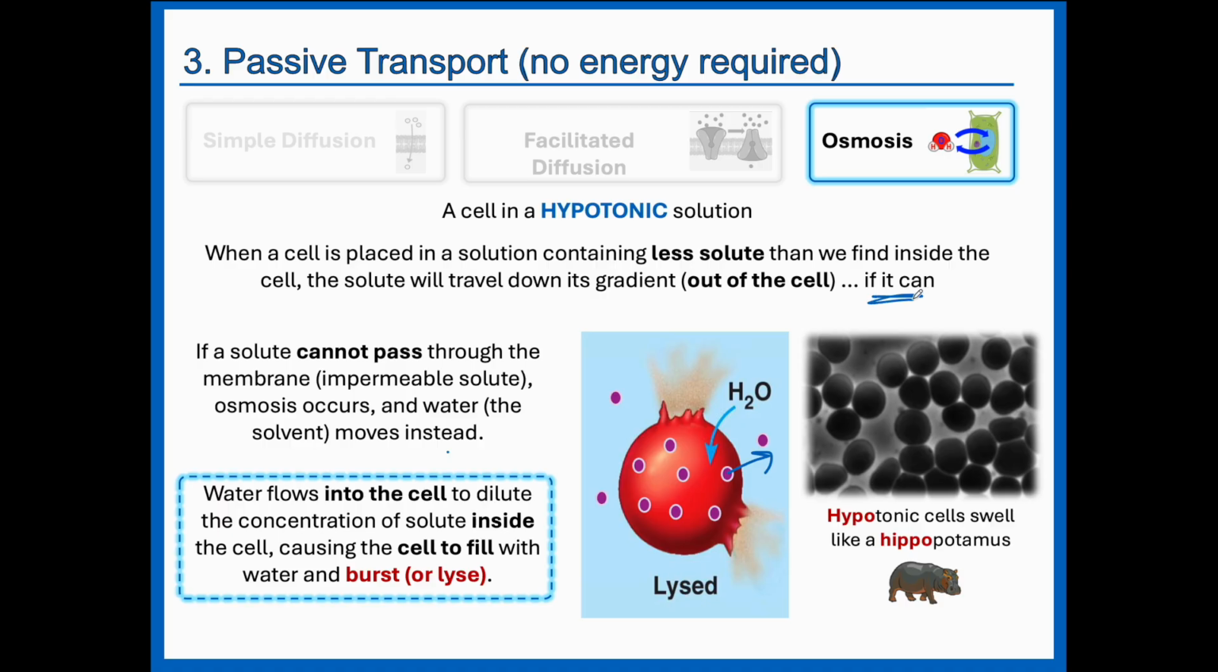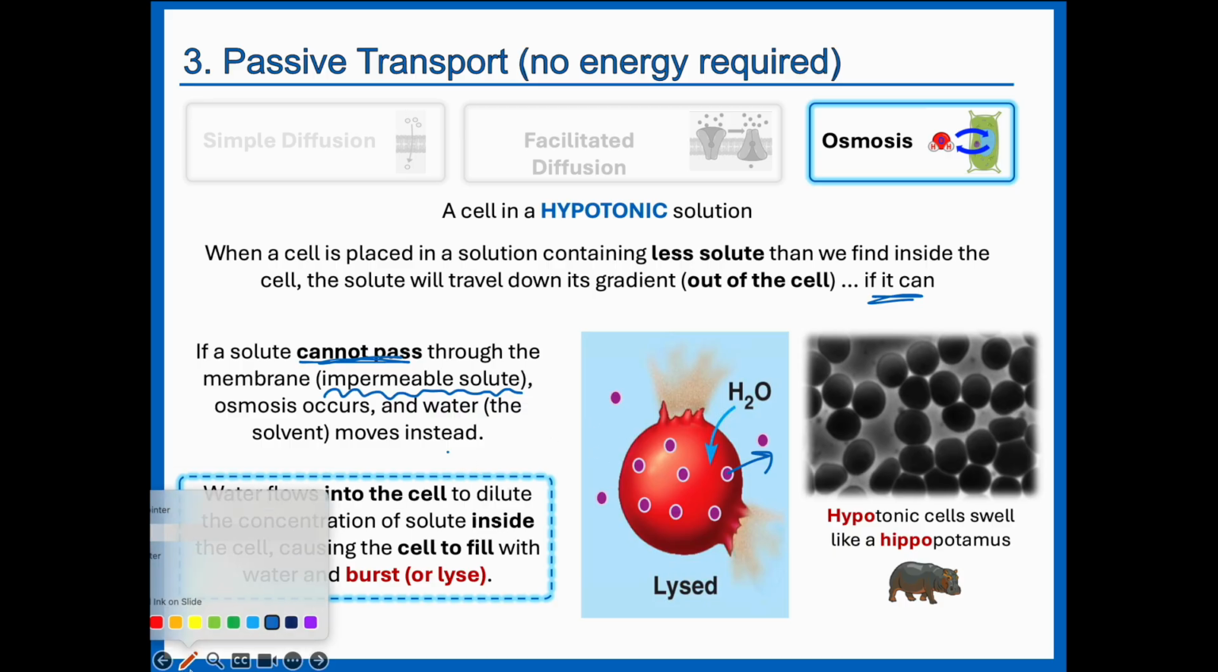But if they can't, right? If a solute cannot pass through the membrane and they don't have a transporter, right? And they're impermeable, these solutes, right? Impermeable means not let through. If these solutes cannot get through, right? Osmosis occurs and water, the solvent, will move instead, right?